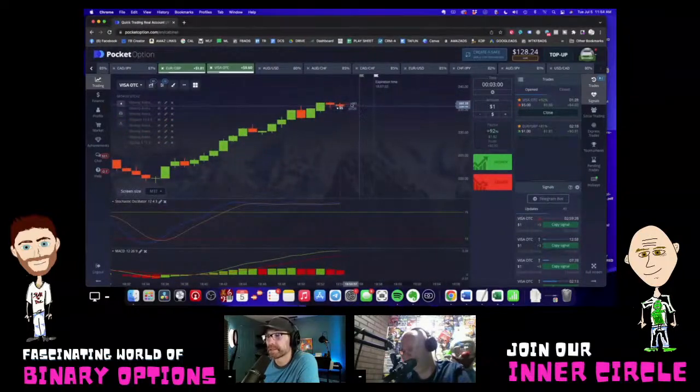It's oversold. Your stochastic's kind of oversold, so it could totally win. And then your MACD is kind of neutral. Your MACD is oversold or overbought. They're both overbought, I should say.